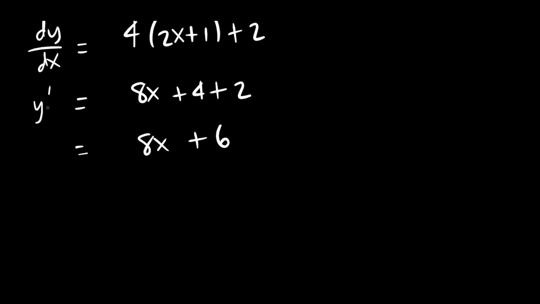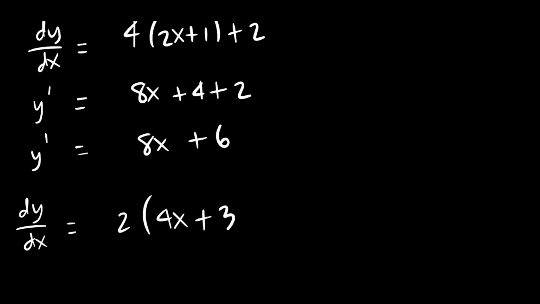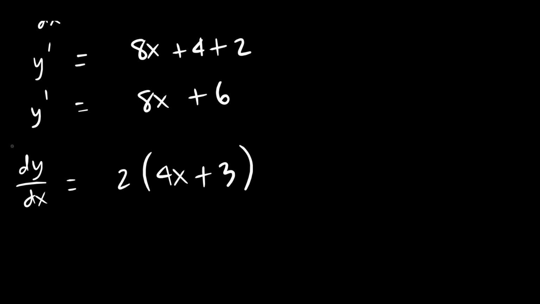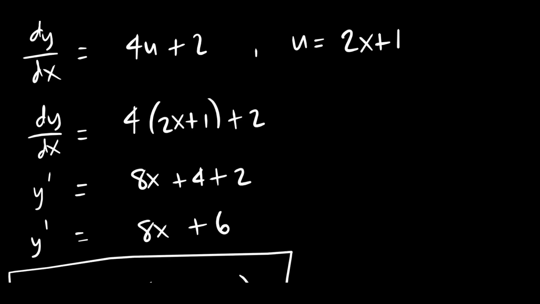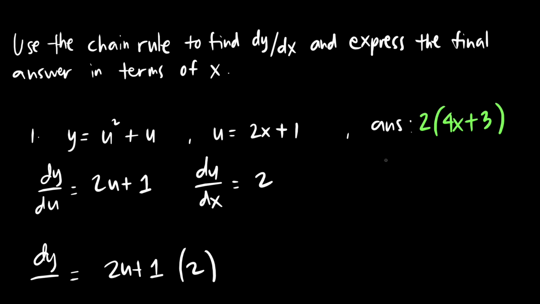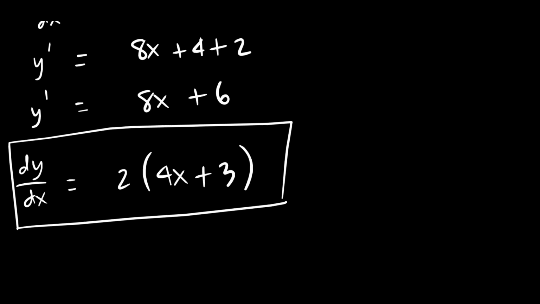So y prime, dy over dx is equal to, so we'll factor out, 2 multiplied by 4x plus 3. So this will now be our final answer. dy over dx is equal to 2 multiplied by 4x plus 3. So let's check if our answer is correct. So the answer is 2 multiplied by 4x plus 3. So our answer here is correct.